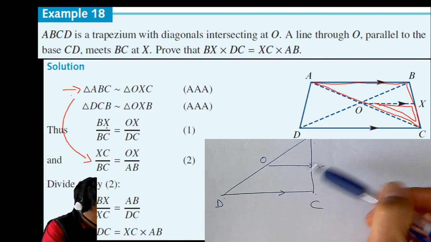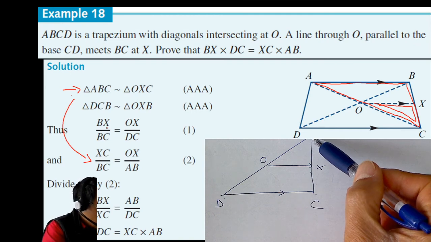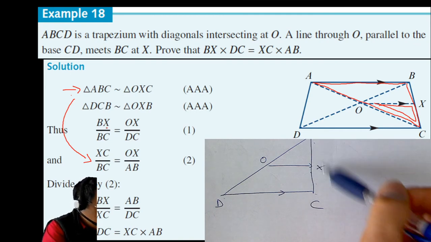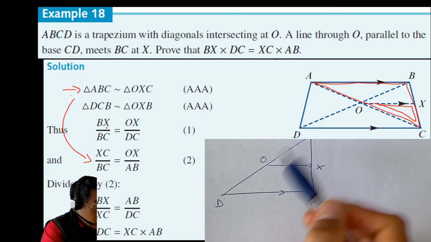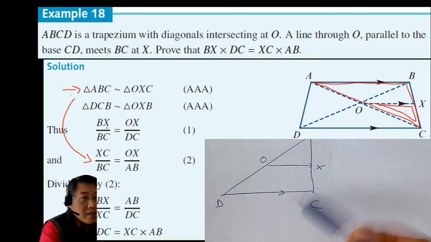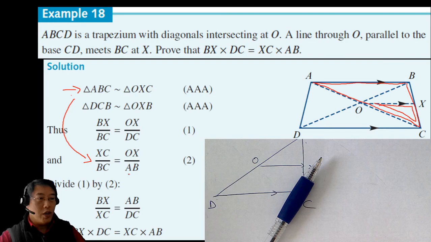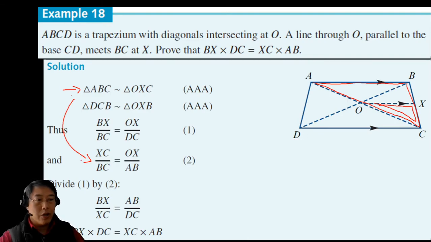So here they use B to go towards, so it's BX over BC is going to be equal to OX over DC. So you end up with two expressions with ratios, okay? And what you need to do by doing the division, what's happening is you simplify, you remove the terms that you don't need. So BC and OX cancel out, and you end up with that ratio. You do a cross product, and you end up with that product, which is what you need to prove.